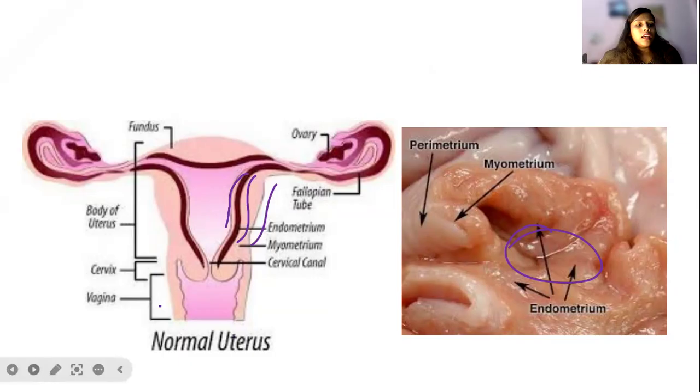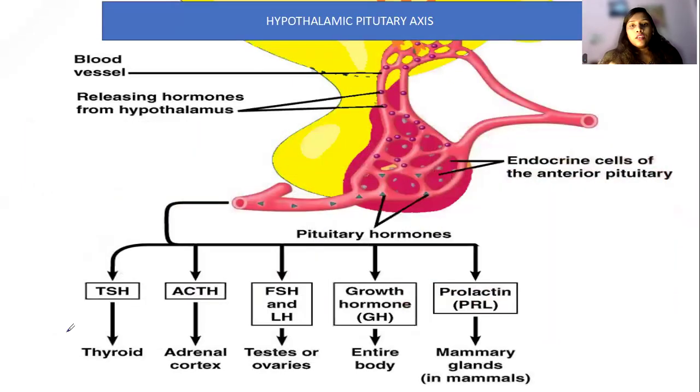Now, you should have an idea that we have the hypothalamus-pituitary axis. The hypothalamus releases GnRH, which works on the pituitary. The pituitary has an anterior and a posterior part. The anterior pituitary releases various hormones: TSH, ACTH, FSH, LH, growth hormone, and prolactin.